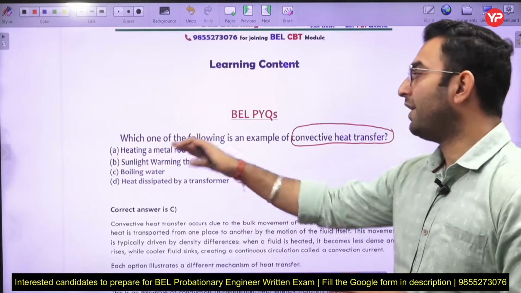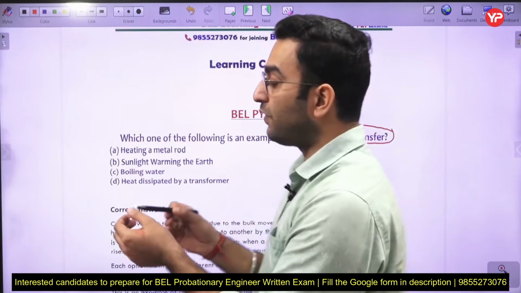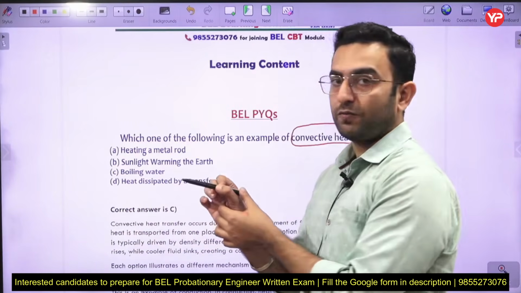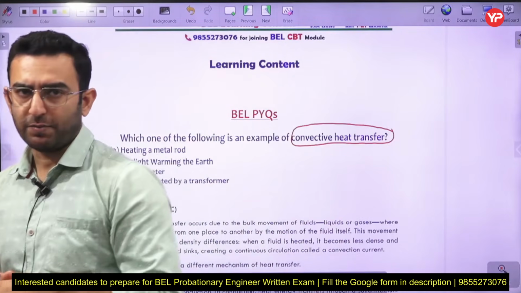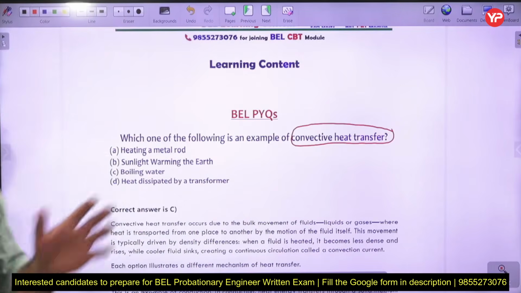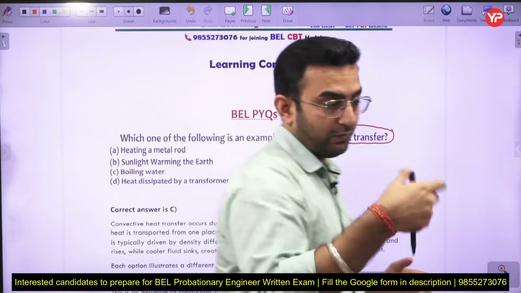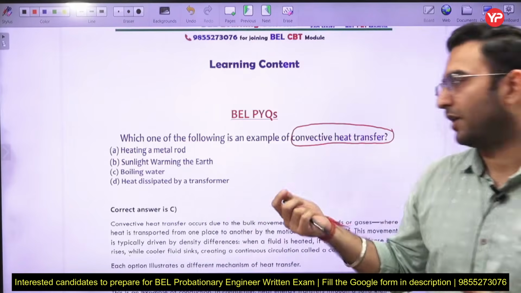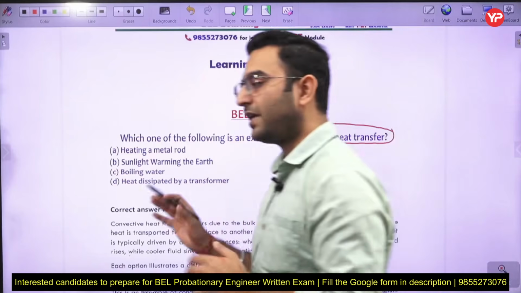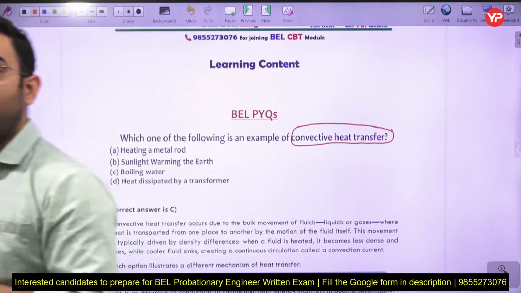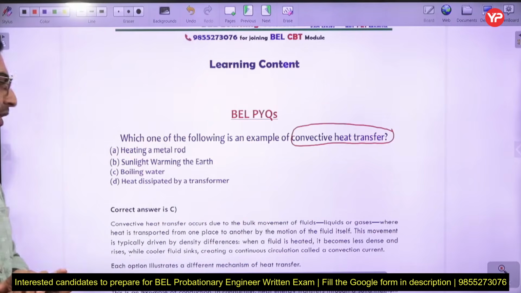But in the case of heating a metal rod, there is no bulk motion of the fluid. The heat is transferred from one part of the metal to another part by free electron transfer or lattice vibrations. This mode does not involve any motion of fluid particles, so it is not an example of convective heat transfer. It is entirely an example of the conduction mode of heat transfer. So you can simply skip option A.